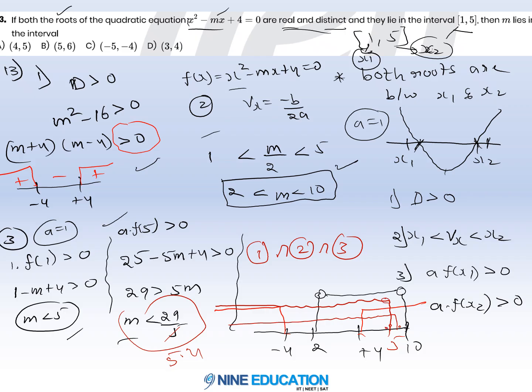Now we need to take the intersection of all these conditions. So where do we get the common region? Here, if you observe between 4 and 5, we are getting a common region for all the lines. 4 is not included in the first case, so it won't be included in other cases as well. So m's least value will be 4 and maximum value will be 5. 5 is not included, so it won't be common in all the cases. m should lie between 4 and 5. It is option A.